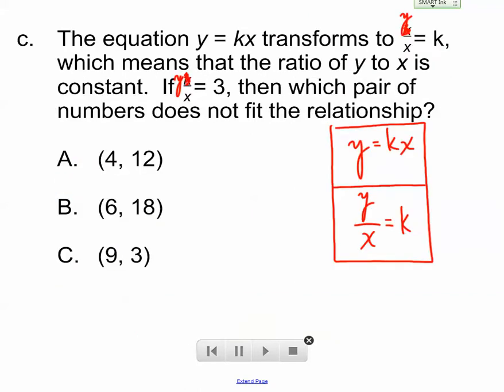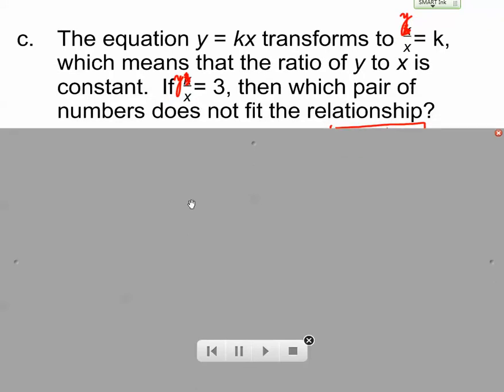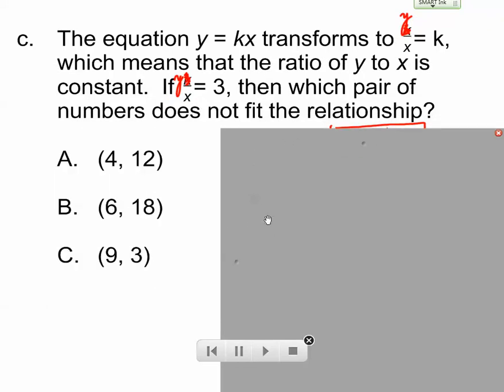As we go to slide 4 and example C, I made a couple of mistakes when I gave you this note sheet, so let's fix that. The equation y equals kx transforms to y over x equals k, which means that the ratio of y to x is constant. It says k over x, but I meant y over x is 3, then which pair of numbers does not fit the relationship?